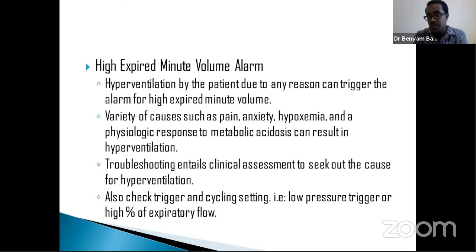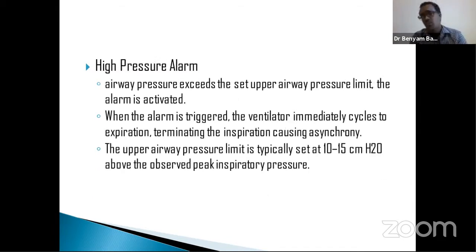If you set the expiratory setting percentage, usually we say 25%. If you make it 40%, it will start breathing very fast before it reaches the percentage of peak. It will initiate an inspiration, so there will be cycling, and the patient will hyperventilate. Always first check the patient causes that could cause hyperventilation, then mechanical ventilator causes. Then you'll find the problem and address it. The other most common, and I can say the most common cause of alarming, is the high pressure alarm.